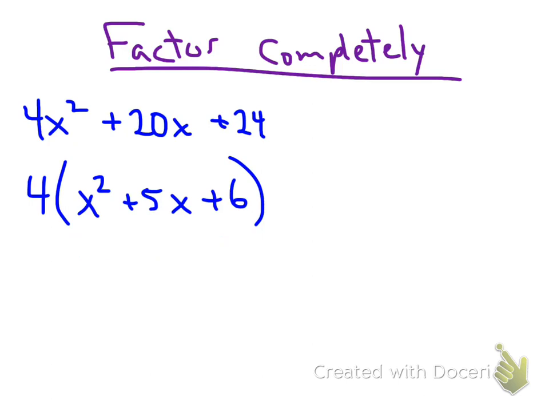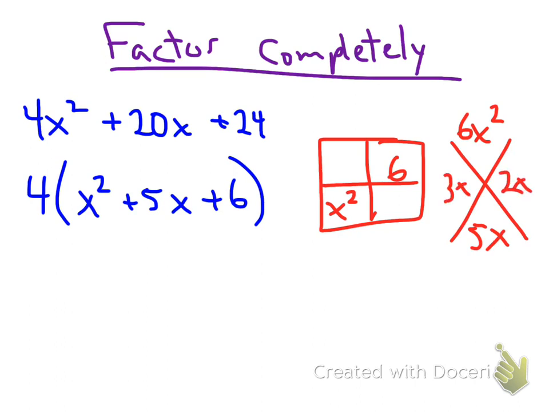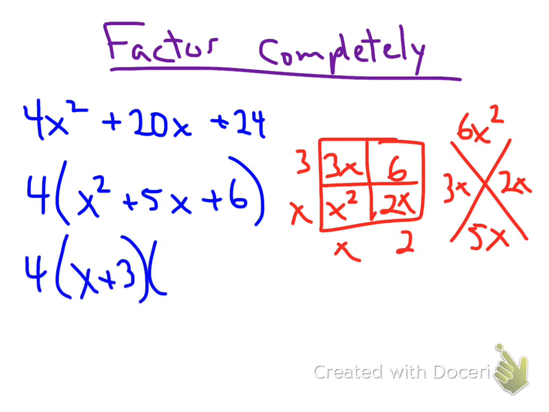So for that, I'm going to make my generic rectangle and my diamond problem. That's going to be a 3x and a 2x. Taking out my greatest common factors, I get my factors to be 4 times x plus 3 times x plus 2.